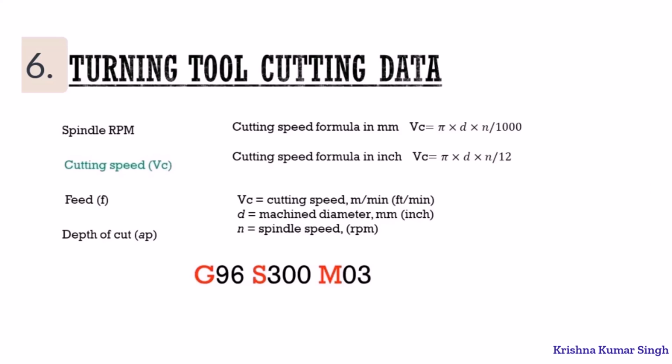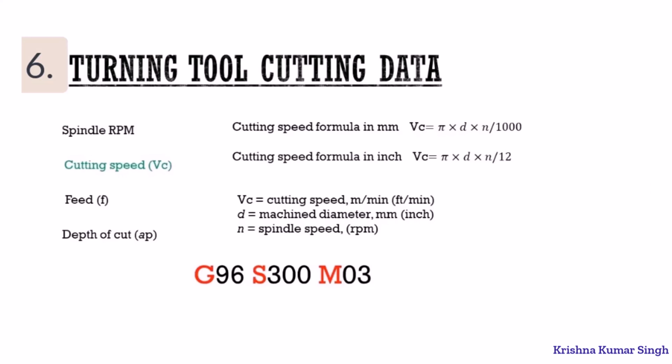As I mentioned, in manual lathes, operators set the RPM, but in CNC lathes, most of the time, a programmer defines the cutting speed instead of the RPM. For example, here you have a sample G-code line. By the way, G-code is the language used to program CNC machines.